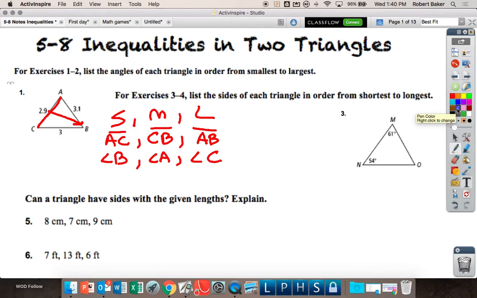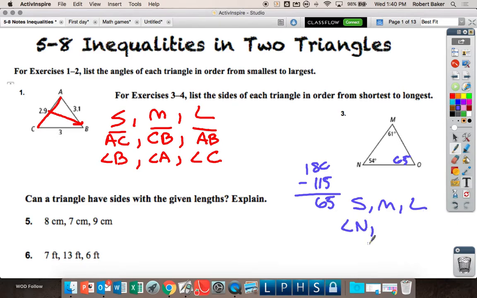There are angle measurements in there, and their side lengths are missing. So if we add these two angles together, you get 115. How many degrees are in a triangle? 180. So 180 minus 115 is 65. So a little bit of math to figure out angle O is 65 degrees. Now we're looking at shortest to longest, smallest to biggest angles. Small, medium, large. What is the smallest angle? Angle N. The medium sized angle?